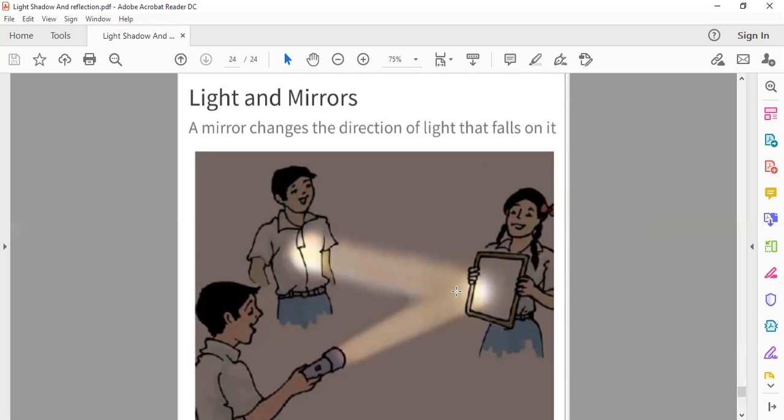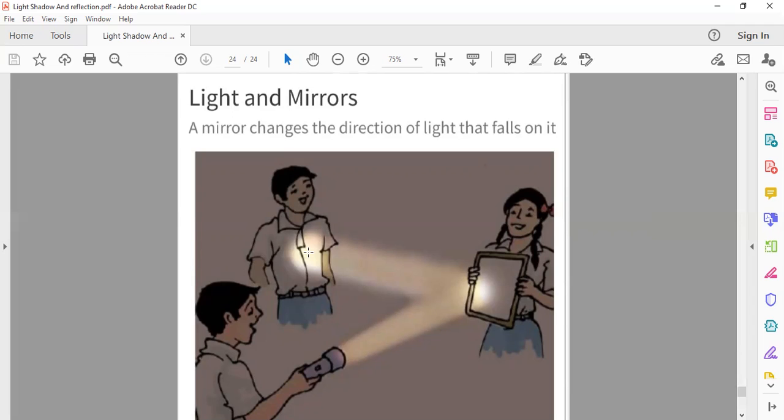So here is an activity that shows that light travels in a straight line and it gets reflected from a mirror. So these are the two activities that we have discussed. From these activities, it is very clear that light travels in a straight line, and with the help of a mirror, it gets reflected. See how the person is throwing light on the mirror, and from the mirror, the light gets reflected and falls on another person. So this is the concept of mirrors and reflection.